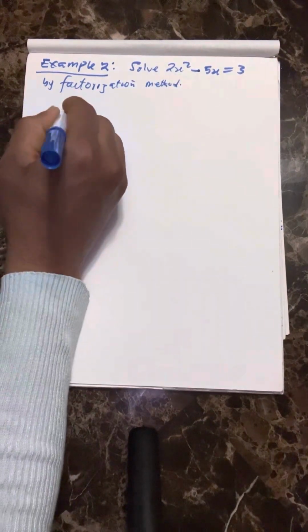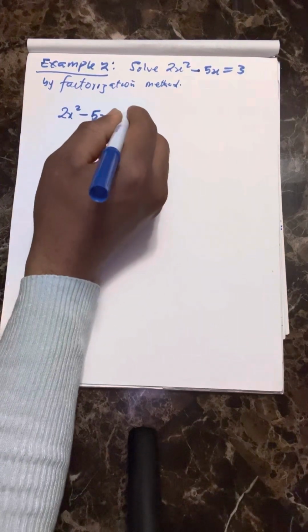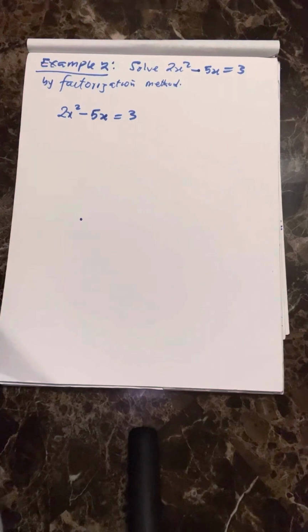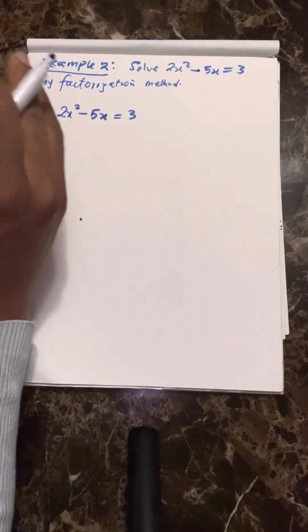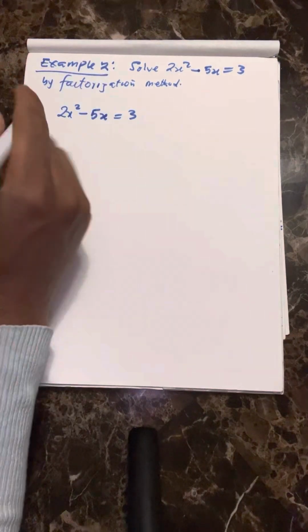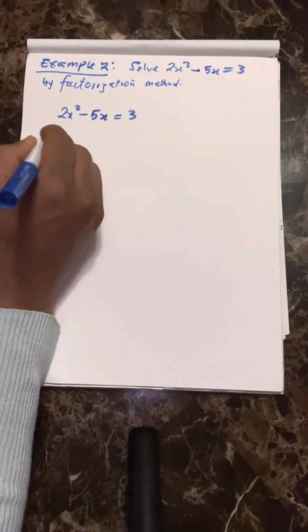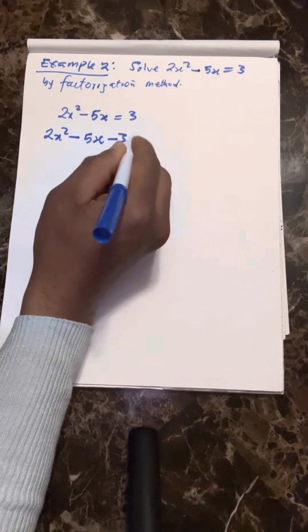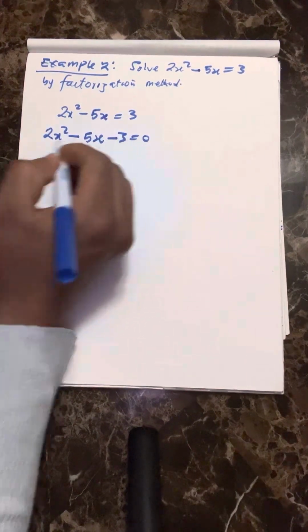Whenever you're given a problem of this kind, you put it in the general form of a quadratic equation, the ax squared plus bx plus c that I gave in the beginning of the lesson. So you put it in this form: minus 3 equals 0. The 3 comes to this side, and it becomes minus.